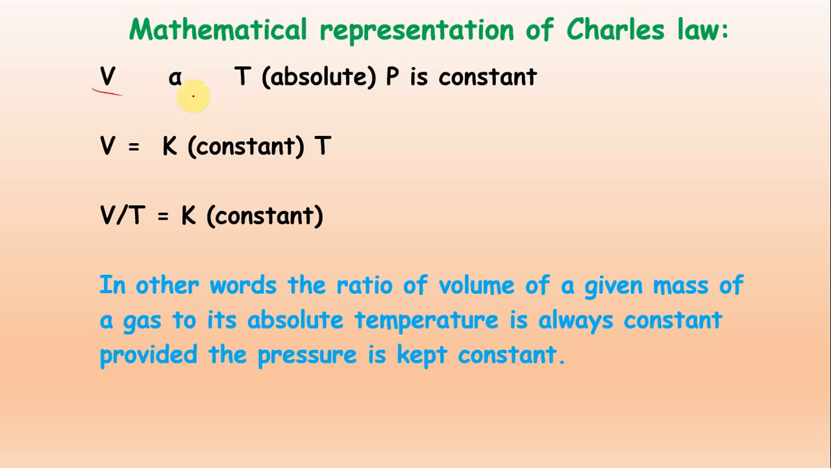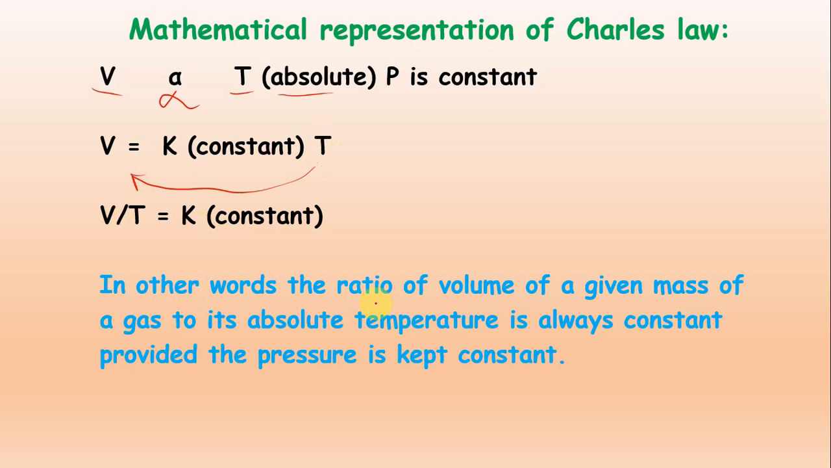Volume of a given mass of gas is directly proportional to the absolute temperature, and pressure is kept constant. When you remove this proportionality sign, you will place an equal sign, and then K will be the constant, and T will be at its own position. Now when you rearrange this equation, here T is multiplying, but when you bring T to this side, it will divide. So that's why I have written here V divided by T is equal to K, that is constant.